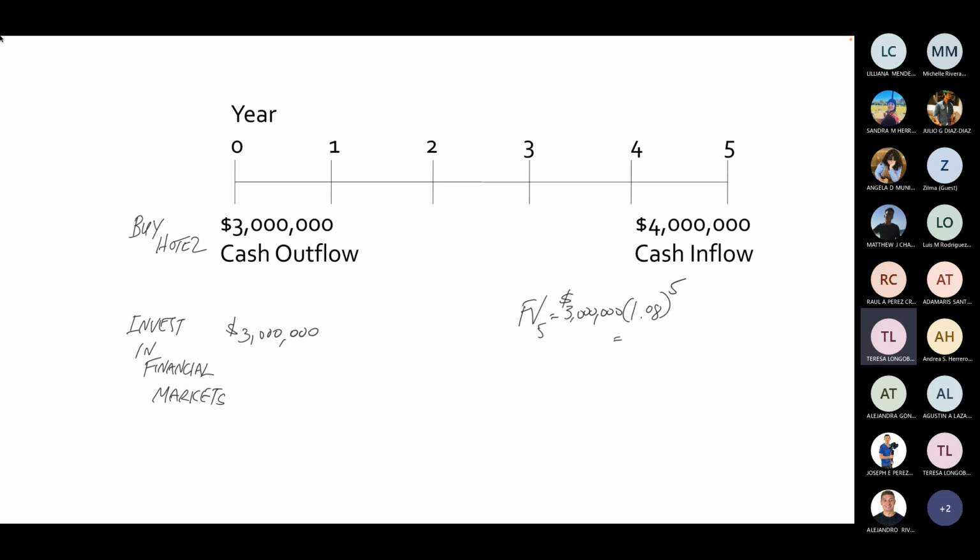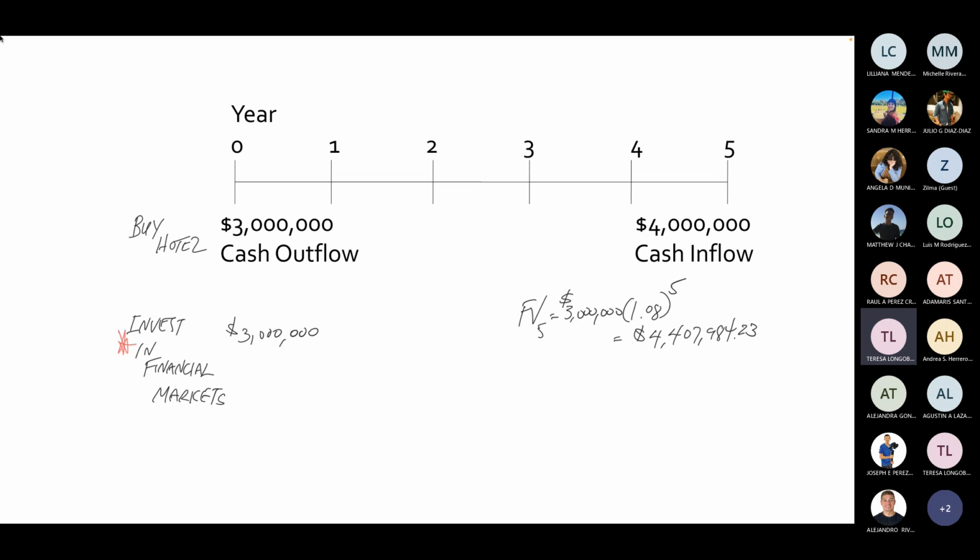And what did you get? I got 4,407,984.23. Thank you. Okay. So this looks like it's better, right? So this is how you're going to think from now on.